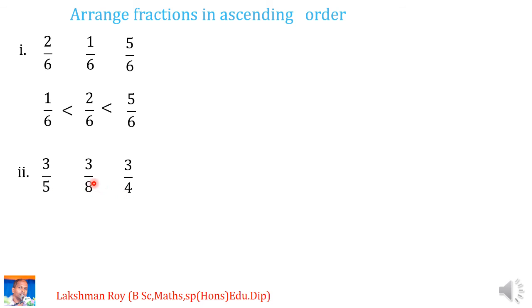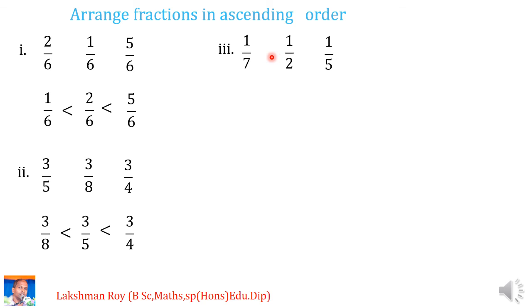So 8 is the largest number of parts, so this fraction is the smallest. The smallest one is 3/8, then somewhat bigger 3/5, and the biggest one is 3/4. So that is how to compare fractions. You can put the inequality this way. Here's one more example, students: 1/7, 1/2 and 1/5.